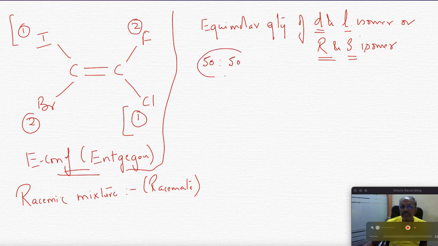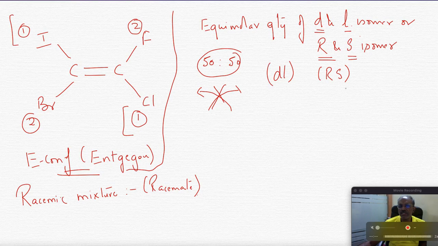That means R will rotate on the right hand side, clockwise, and S will rotate on the left hand side. So I can see they both are cancelling each other. R and S, they both are getting cancelled. So it will be an RS mixture. This will be a DL mixture.